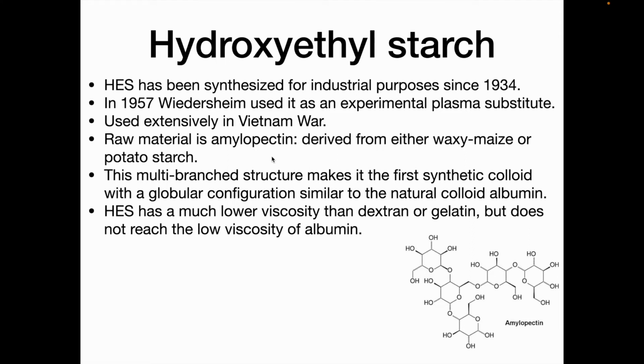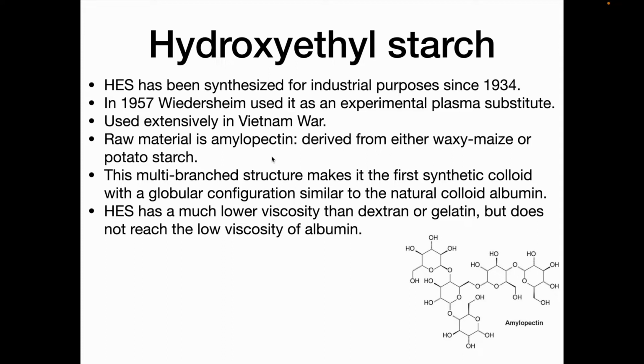The next is hydroxyethyl starch. HES was synthesized for industrial purposes since 1934. However, in 1957, Wedersheim used it as an experimental plasma substitute, and it was extensively used in the Vietnam War for volume resuscitation. The raw material is amylopectin, which is derived from either waxy maize or potato starch. This multi-branch structure makes it the first synthetic colloid with a globular configuration similar to the natural colloid albumin.